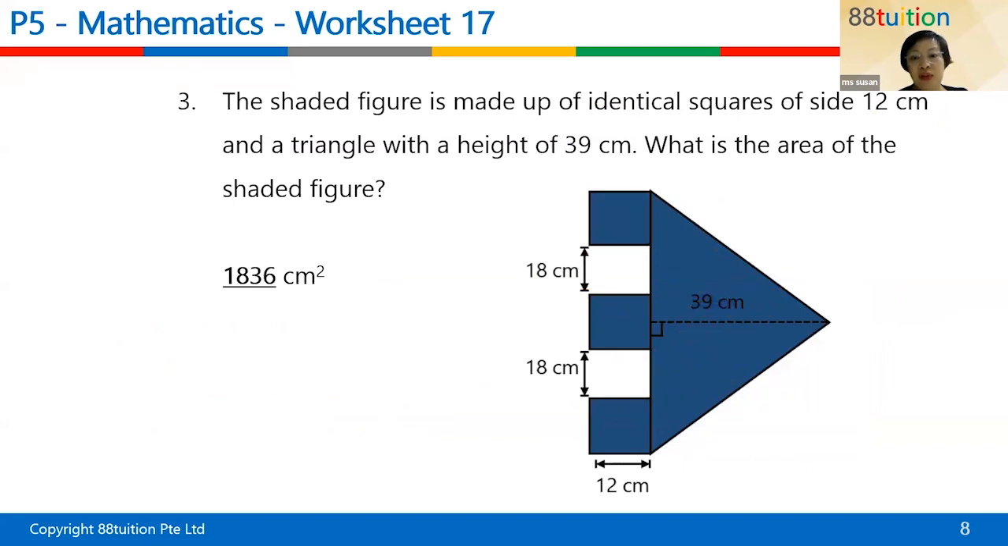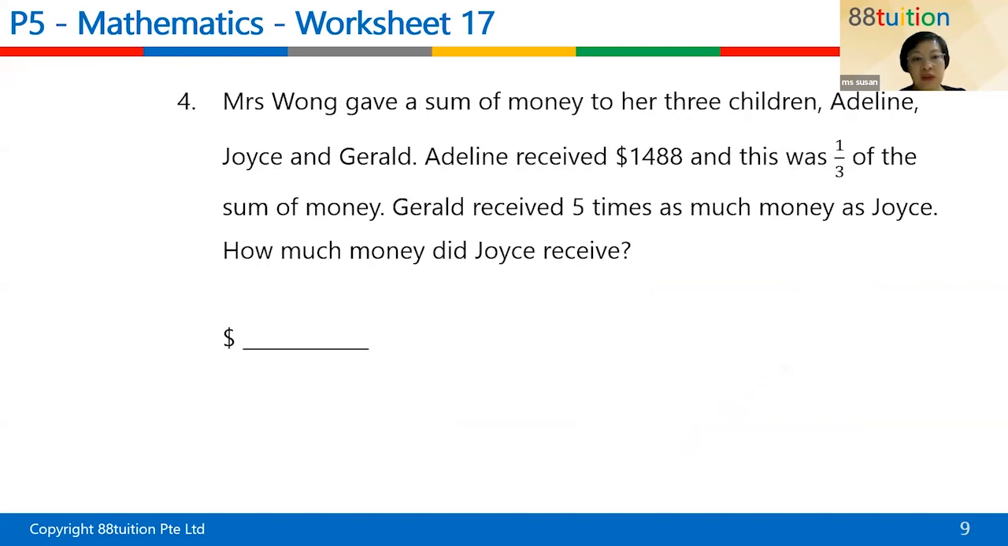All right, let's take a look at the next question. Okay, question number 4. Mrs. Wong gave a sum of money to 3 children, A, J, and G. Okay, A stands for Adeline, J stands for Joyce, and G for Jared. Adeline received 1,488, and this was 1/3 of the money.